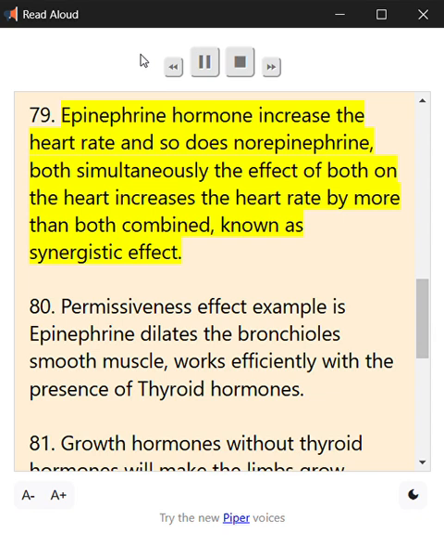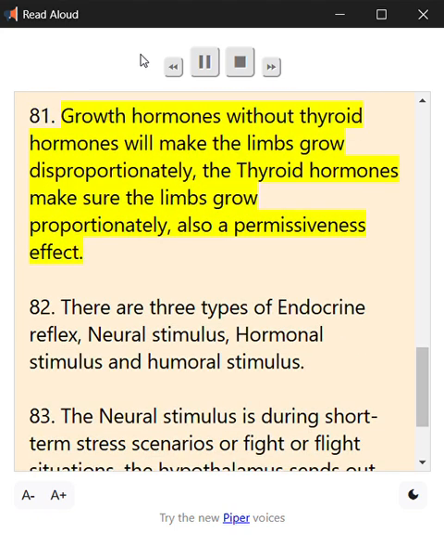Both simultaneously, the effect of both on the heart increases the heart rate by more than both combined, known as synergistic effect. 80. A permissiveness effect example is epinephrine dilating the bronchiole smooth muscle, which works efficiently with the presence of thyroid hormones. 81. Growth hormone without thyroid hormones will make the limbs grow disproportionately. The thyroid hormones make sure the limbs grow proportionately, also a permissiveness effect.